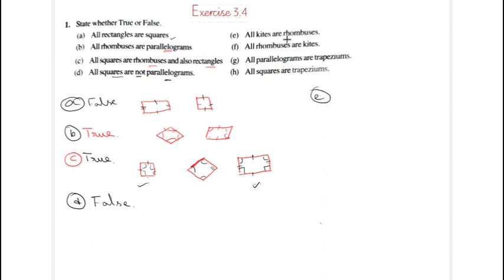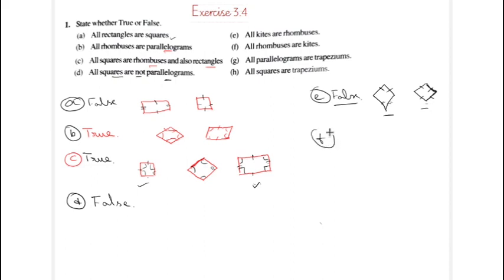All kites are rhombuses. Okay, so we know that a rhombus is a special case of a kite, because a rhombus holds all the properties of a kite. In a rhombus all the sides are equal, but in a kite only adjacent sides are equal. So this is false. At the first step only, it is not satisfying the statement. So that's why it is false.